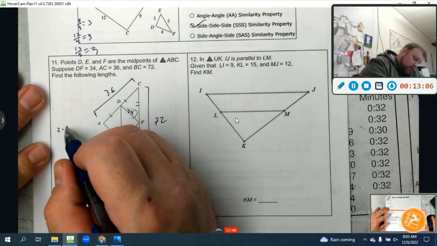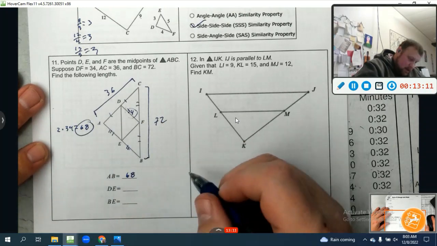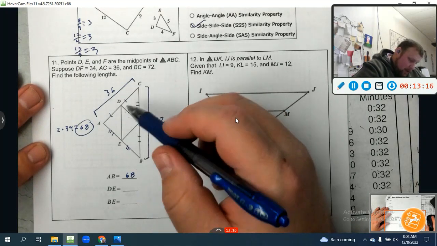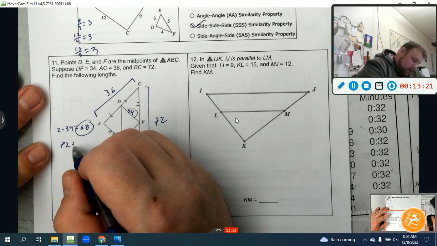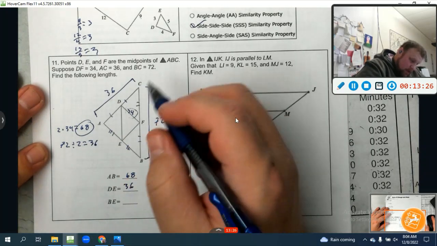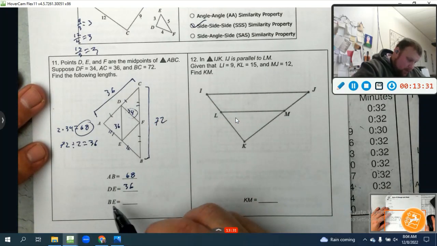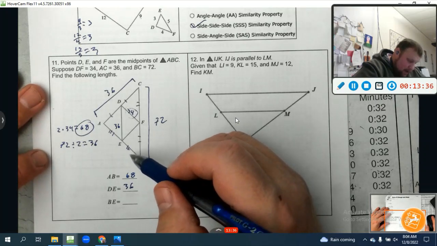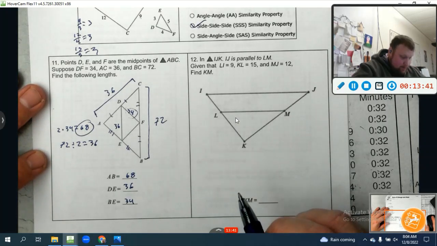And then we find DE. DE is half of 72. So 72 divided by 2 equals 36. So that's 36. DE, where's DE? 36. And then we want to find BE. BE, again, is half of AB, so it is 34. Yeah. Boom. Isn't that crazy? Works out nice, guys. So, all right, with that said, we got one more.